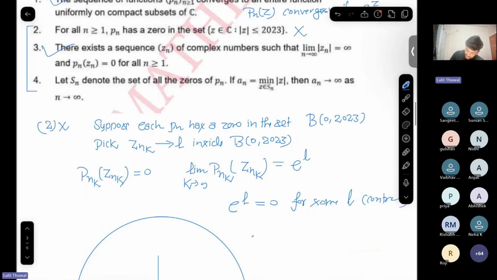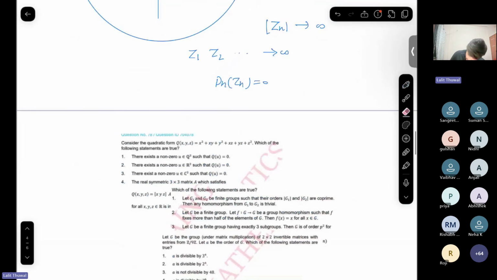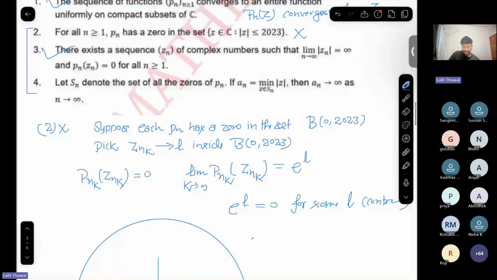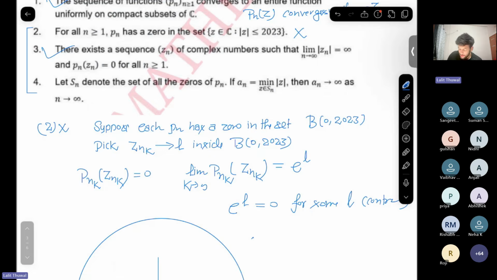Where alpha n is some minimum of mod z, z belongs to S. I mean, this alpha n is something like this. Alpha n is also mod of Zn, where Zn is a zero of Pn, right? C, fourth option. Sn denote the set of all zeros of Pn, and alpha n is the mod of some zero of Pn, right?